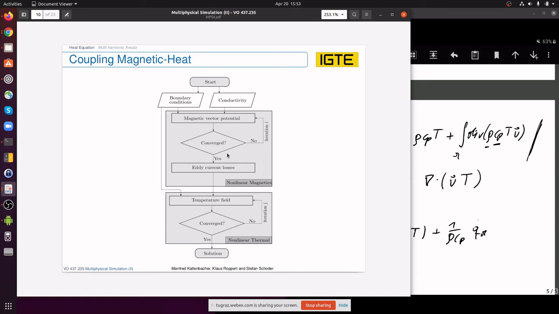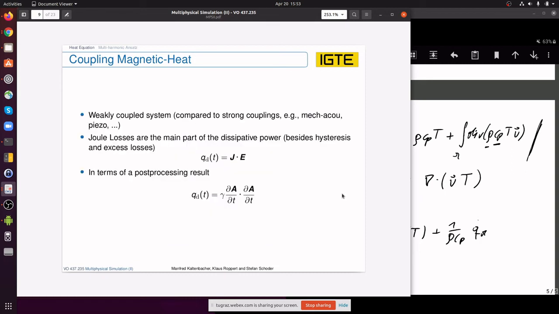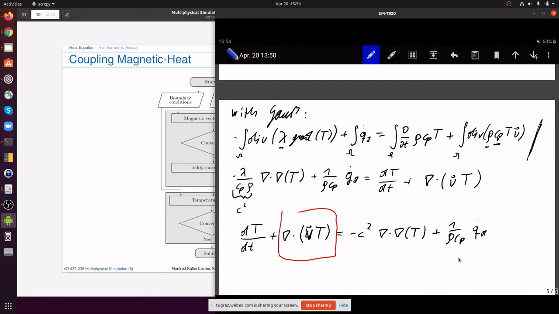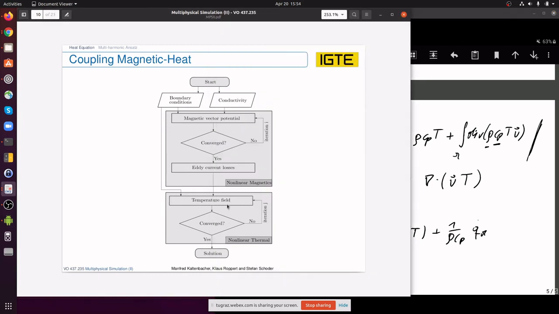So if we have a solution that we're happy with, we evaluate this Joule loss term, so we have the dissipative losses available. We insert these losses as the right hand side in our heat convection PDE, and we solve for the thermal problem.